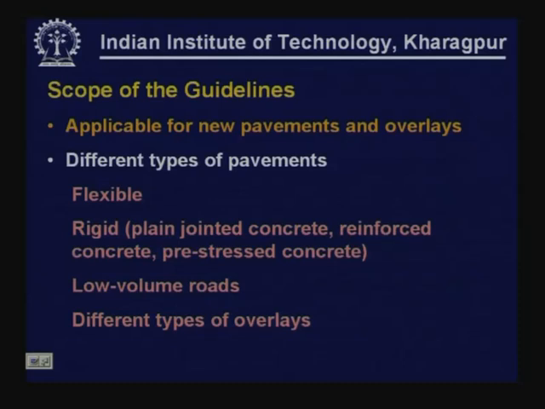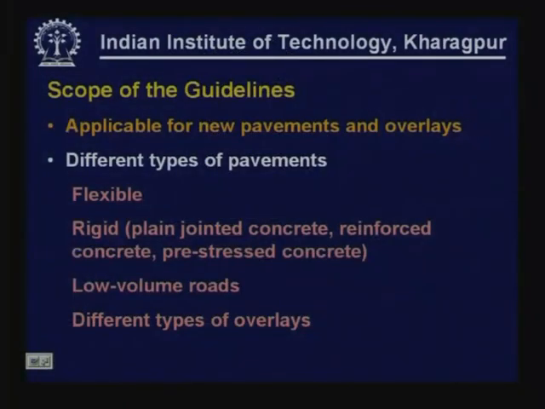The scope of these guidelines is that they are applicable for new pavements and also overlays. Unlike the IRC method of designing flexible pavements, where IRC 37, as we see from its scope, is applicable only for new pavements, the AASHTO guidelines can be used for designing new pavements and also for overlays. In fact, this is one single set of guidelines that is available for all types of pavements: concrete pavements, flexible pavements, different types of flexible pavements, and also different types of concrete pavements.